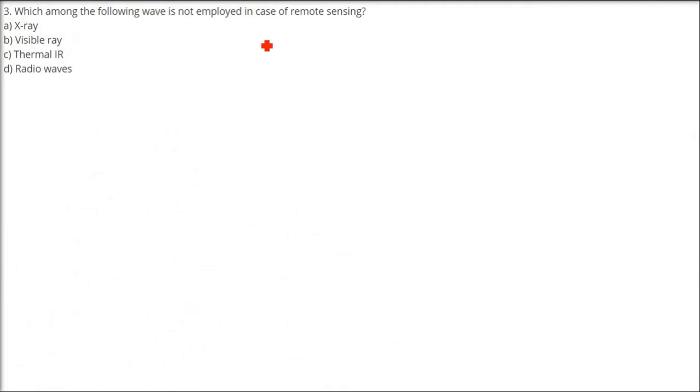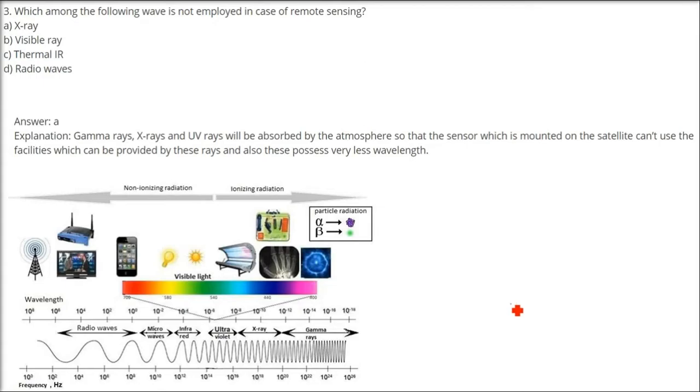Which among the following wave is not employed in case of remote sensing? Now, the small wavelength, these are absorbed by the atmosphere. So this sensor, whichever it is mounted, can't use this facility which can be provided by these rays, and they are very less. So this is making a sensor is also one of the challenge. So here we have, of course it will be atmosphere absorbed, and those gamma rays, we start from the right hand side. The gamma rays, we don't use it, X-ray also we don't use, ultraviolet also you do not use.